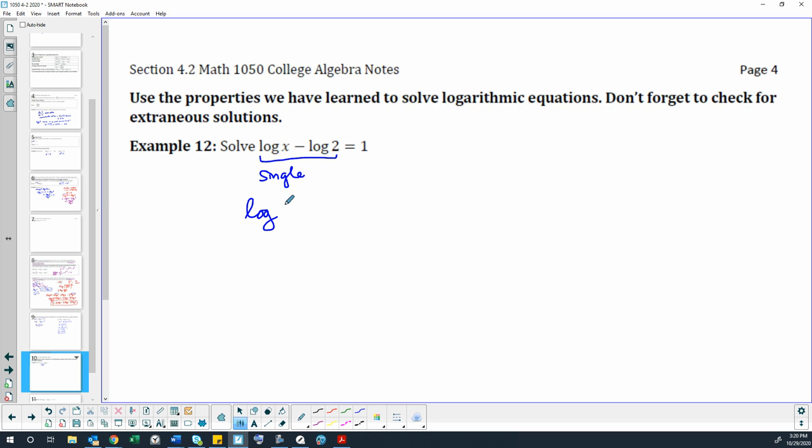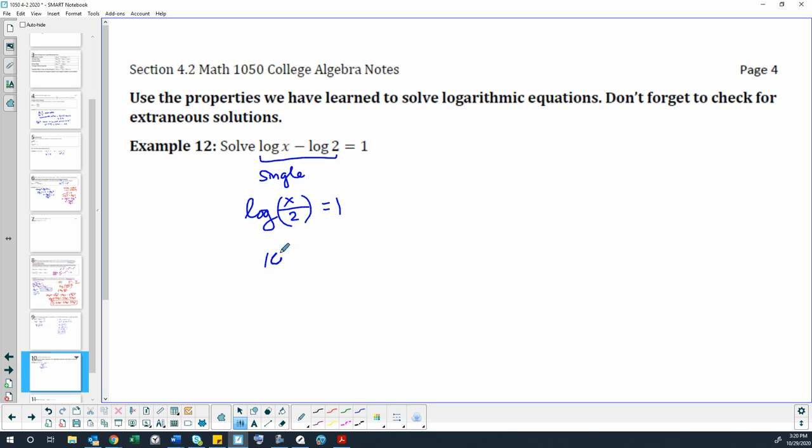That means I can rewrite this as log of x over 2, because it's subtraction, which indicates division, since logarithms are exponents. Now I just have a single logarithm equal to a number. Now we just default to what we've learned about logarithms, which is the base of the logarithm to the value of the logarithm, or its power, is equal to the argument, right? Well, what is the base of this one? There's no base written there. That means it's base 10.